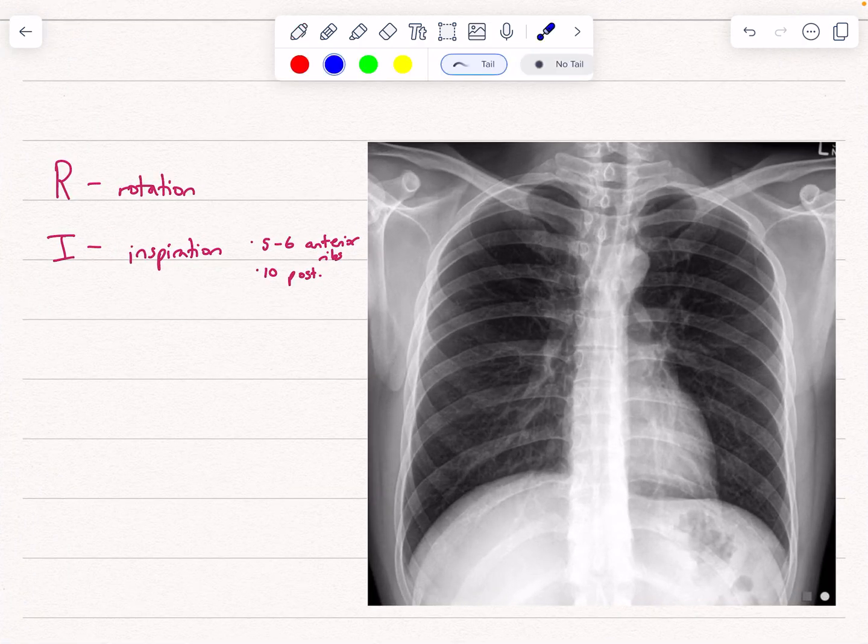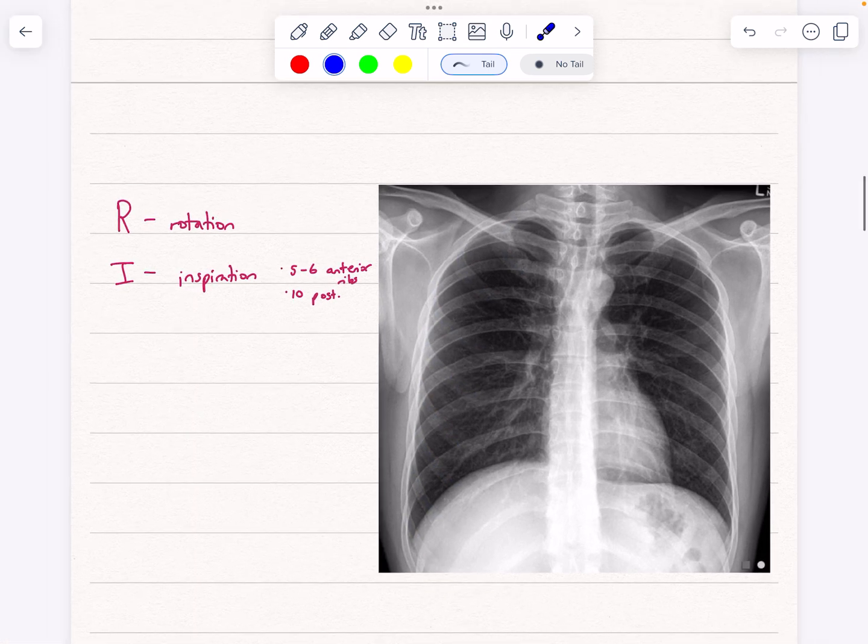Okay, so let's try counting this now. So we've got 1, 2, 3, 4, 5, 6, 7, 8, 9, 10 of the posterior ribs. And if we count the anterior, we can see 1, 2, 3, 4, 5, 6, 7, 8. So yeah, this chest X-ray has an adequate inspiration. We can actually see enough of the lungs to make any kind of interpretation.